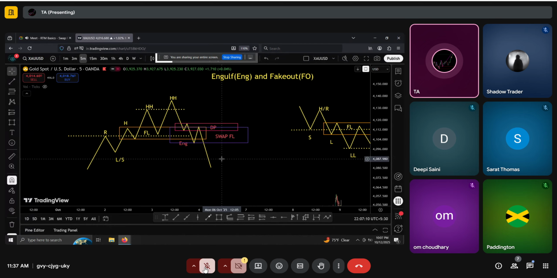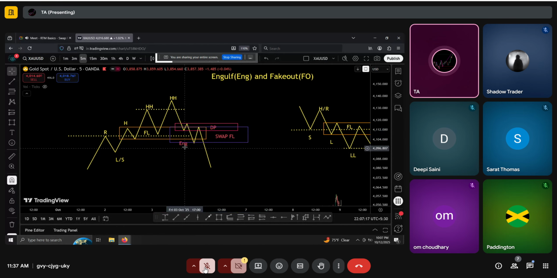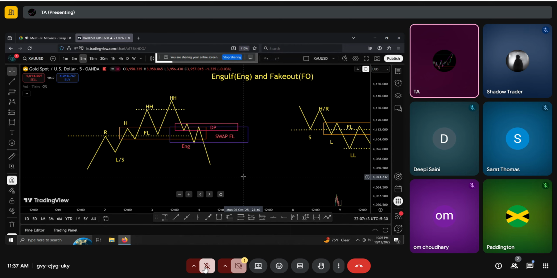So you mean how the fake out will be decided? So price comes back, engulfs something, right? After engulfing, if this has already hit the decision point, the order has been transferred from decision point to FL. So what will price do? It will create a fake level. How will it create? It will create a fake trend.